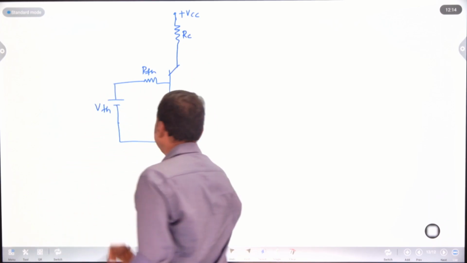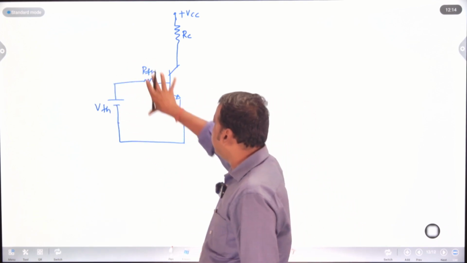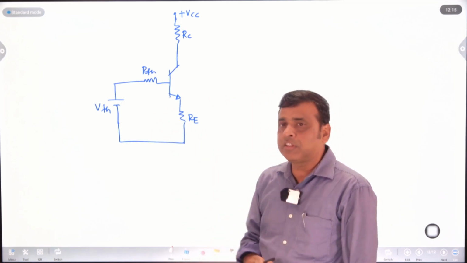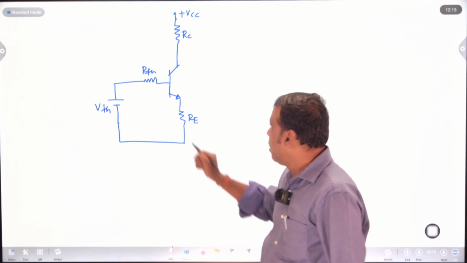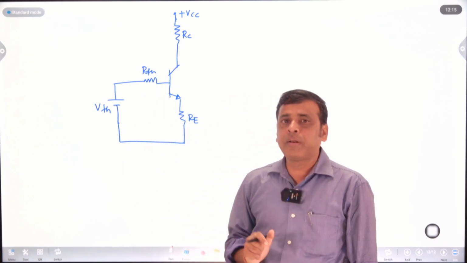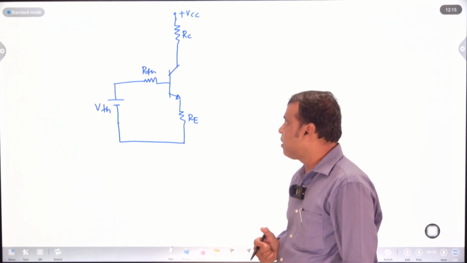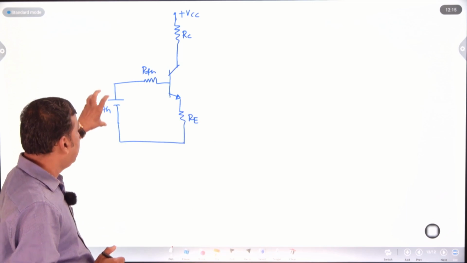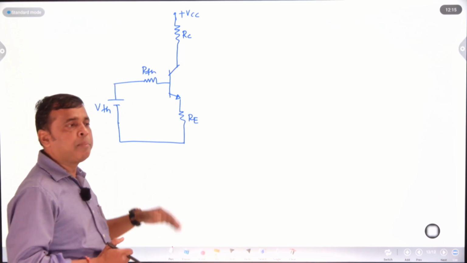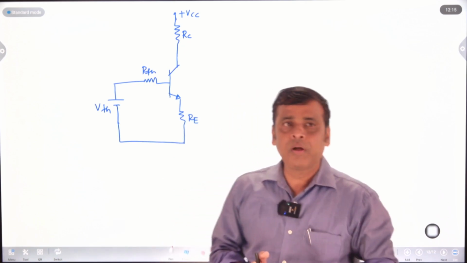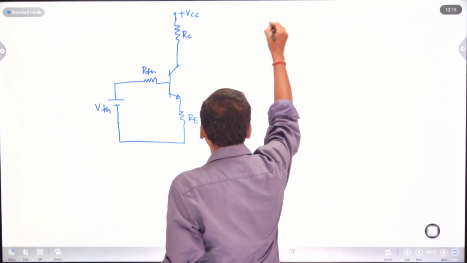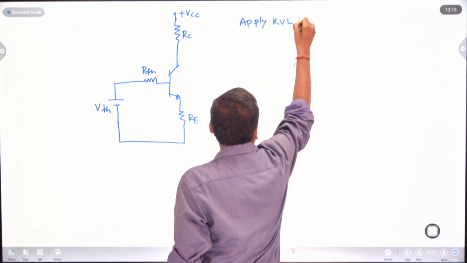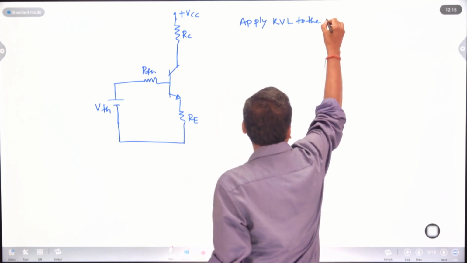The circuit is modified like this. The input is modified into Thevenin's voltage and Thevenin's resistance. Thevenin's voltage is VCC into R2 by R1 plus R2, and Thevenin's resistance is R1 parallel R2, that is R1 R2 by R1 plus R2. Then we will apply Kirchhoff's voltage law to the input and output. So apply Kirchhoff's voltage law to the input loop.